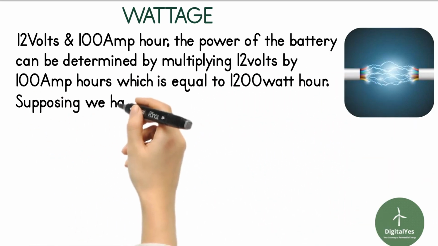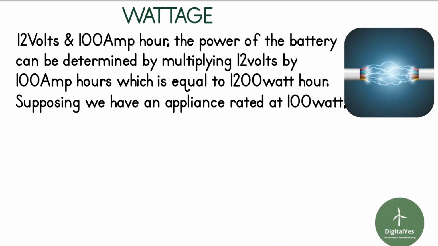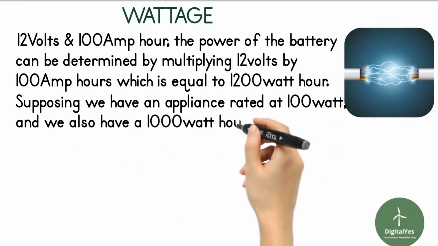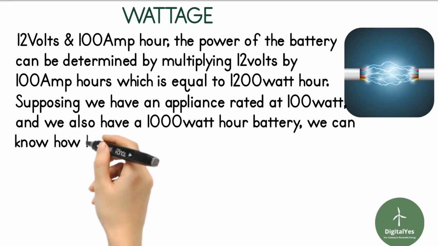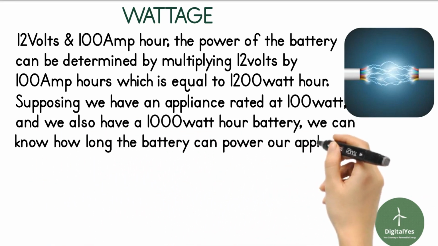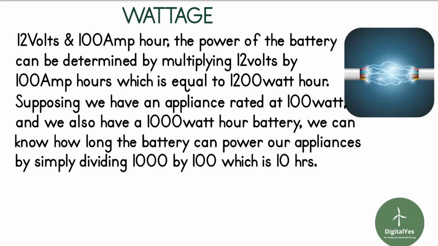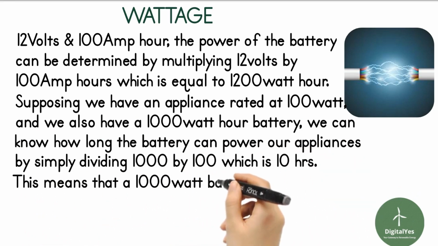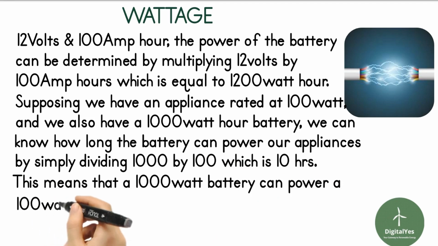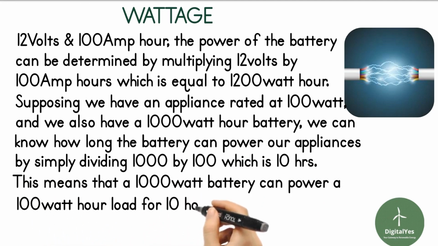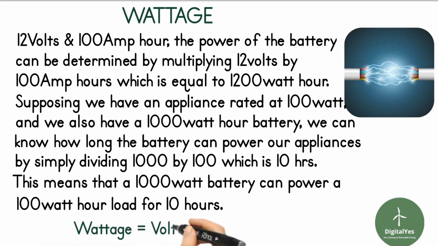Supposing we have an appliance rated at 100 watt and we also have a 1000 watt hour battery, we can know how long the battery can power our appliance by simply dividing 1000 by 100, which is 10 hours. This means that a 1000 watt hour battery can power a 100 watt load for 10 hours. Wattage equals voltage multiplied by amperage.